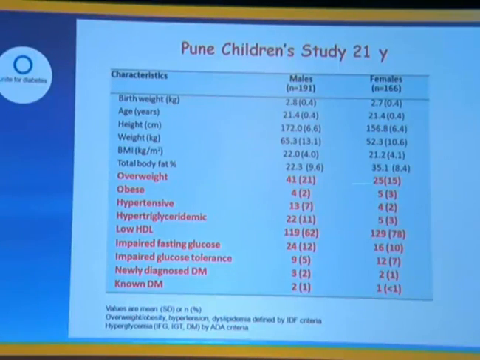By international criteria, overweight was about 18%, obese very few, hypertensive about 5 to 7%, high triglycerides about 7 to 8%, and low HDL very common. On the glucose side, about 10 to 12% had high fasting glucose above 100 by ADA criteria, impaired glucose tolerance 5 to 7%, a few children were already known diabetic and we diagnosed more. In general, 18 to 20% had either prediabetes or diabetes at the young age of 21 years.